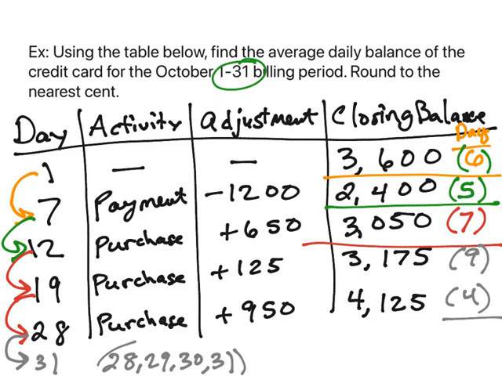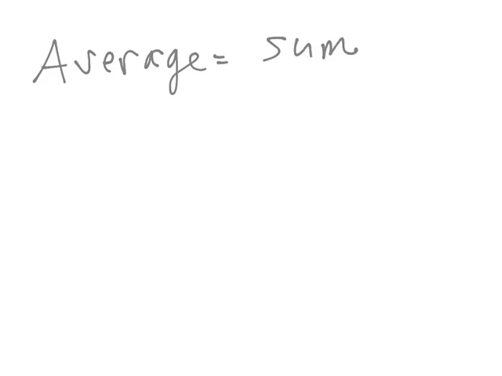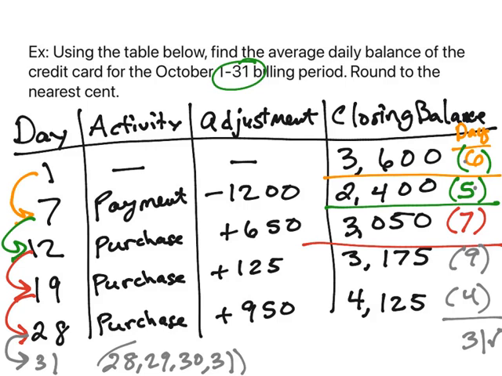Always double check. If I add up the numbers that I just wrote down, I should get 31. 6, 11, 18, 27, 31. Okay, that checks. Now think about finding the average. To find an average, we take the total sum and divide by how many numbers we have. So we need to find the total sum of the balances.